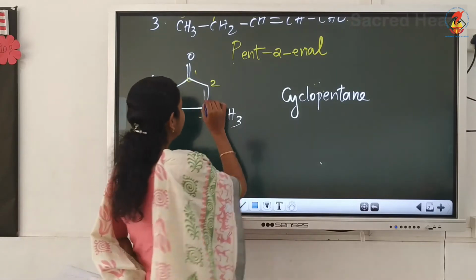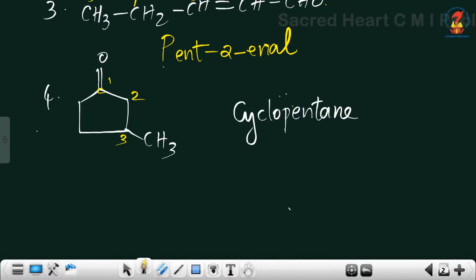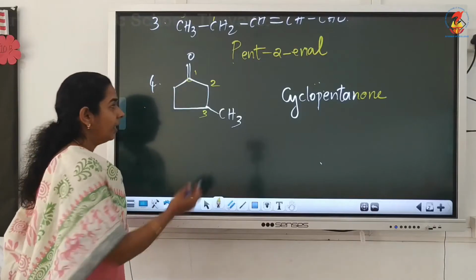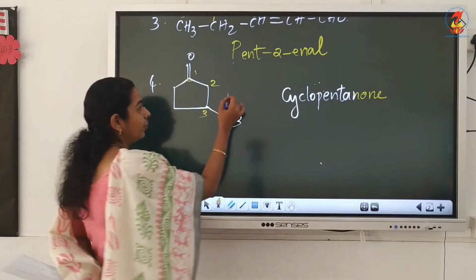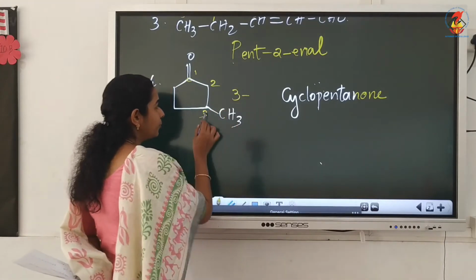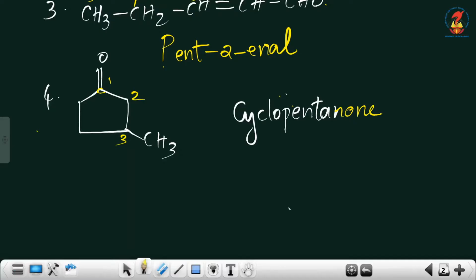Cyclopentane is the parent. Keto group is on the first carbon. So remove the last e and write cyclopentane-1-one, or it is the same as cyclopentanone. Now we have one methyl group as a branch that will go as prefix. The position of the methyl group is on the third carbon. So the name of the compound is 3-methyl. First letter should be capital, so C will go as small letter.